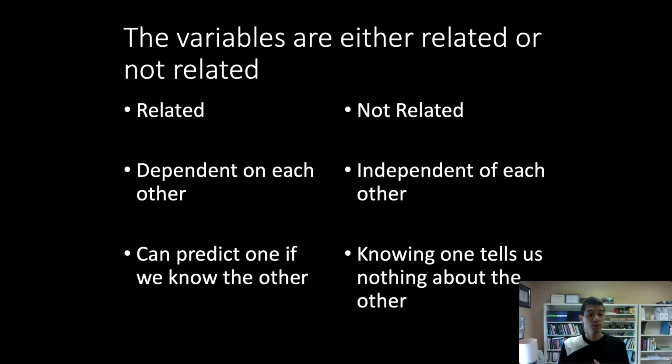Other phrases we might use would be that we can predict one if we know the other when two variables are related. So if we know that somebody has a college education versus a high school education, we can predict that their income might be higher with the college degree than with the high school degree. If two variables were not related, so if the amount of money that somebody made was not related to their education, then knowing one wouldn't really tell us much about the other. So if there was no relationship between somebody's education and their income, then knowing what their education is doesn't give us information about what their income might be.